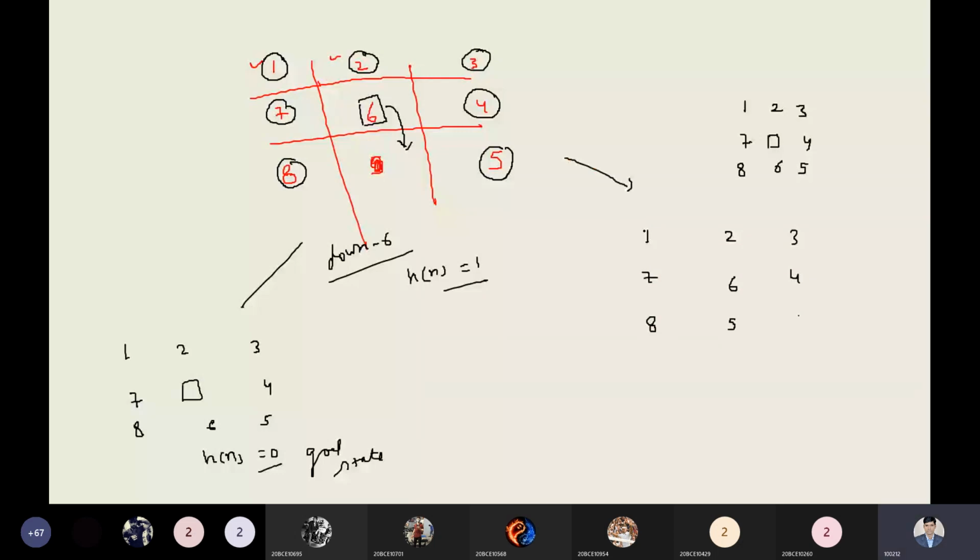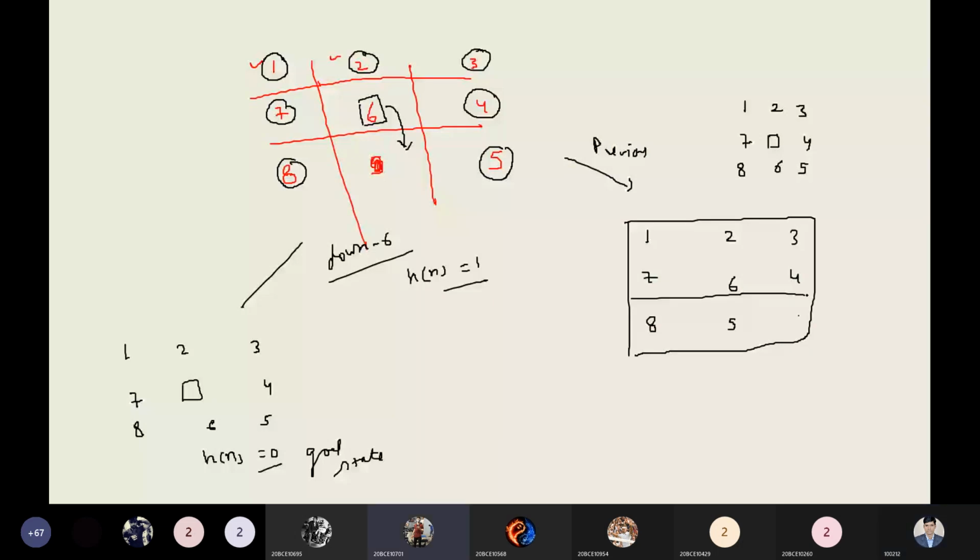I'm writing the arrow. This is the previous one. Okay, so this is the previous one. Am I right? Yes, sir. So here you mean to say how we are getting h equal to 3. Am I right? Yes, sir.